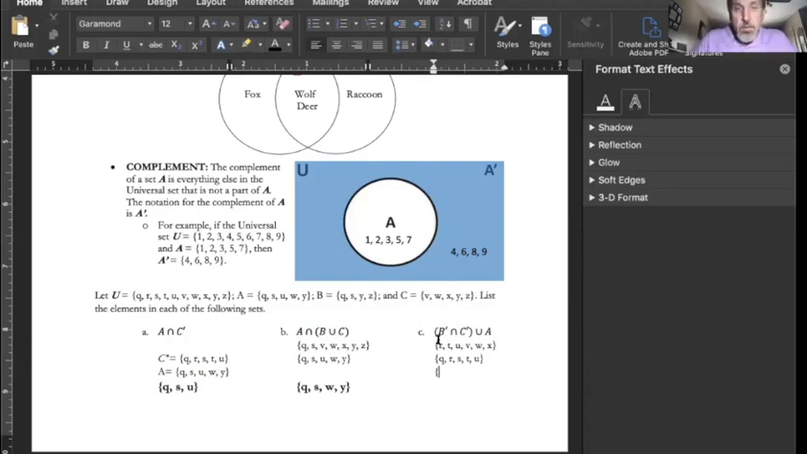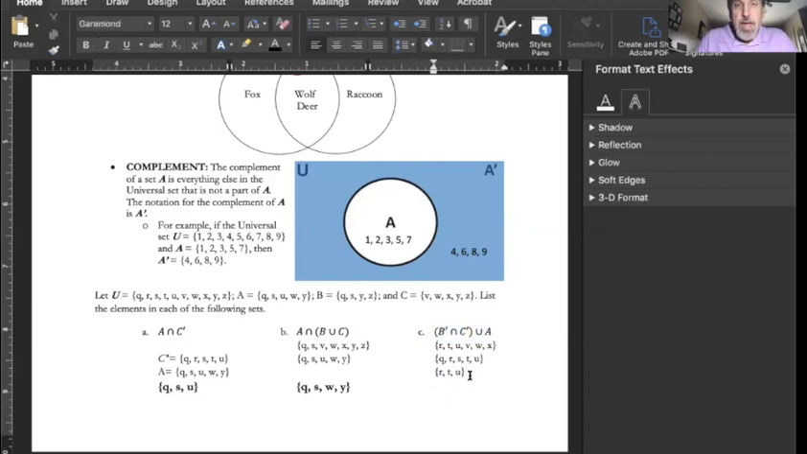Okay, so let's see. They have an R in common. They have a T in common. And I think that's it. There's an R, there's a T. Oh, and a U. I missed the U. So they have R, T, U in common. So this R, T, U is the intersection of B complement and C complement. I hope everybody sees that.